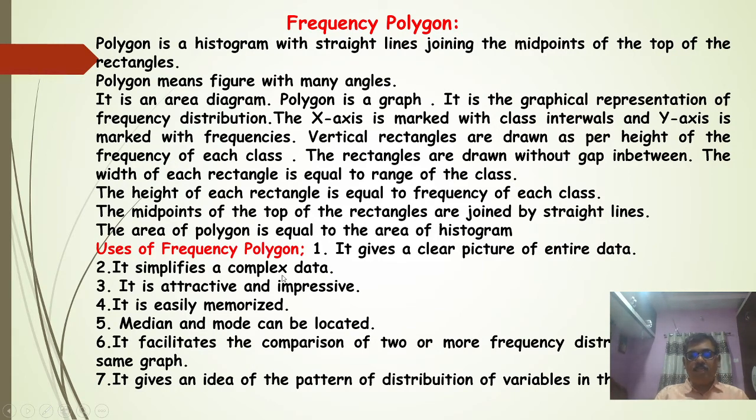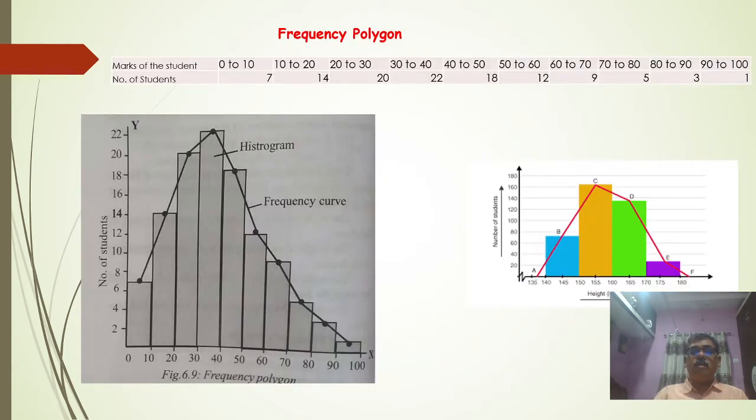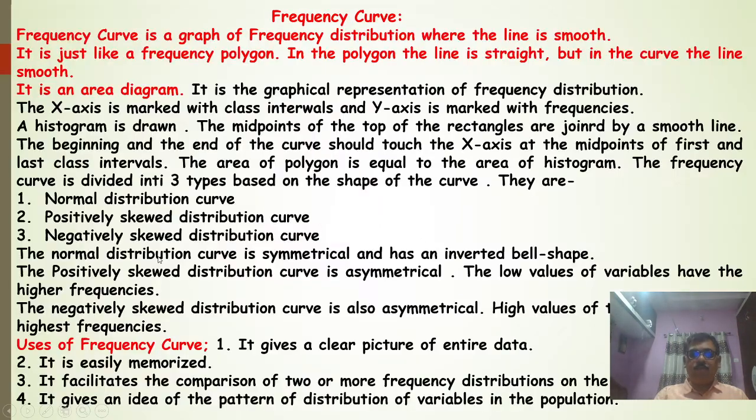Uses of the frequency polygon: it gives a clear picture of the entire data. It simplifies complex data. It is attractive and impressive. It is easily memorized. Median and mode can be located. It facilitates the comparison of two or more frequency distributions on the same graph, and it gives an idea of the pattern of distribution of variables in a population. This is a frequency polygon, and the area of the frequency polygon is equal to the area of the histogram, and this is regarding the frequency polygon.